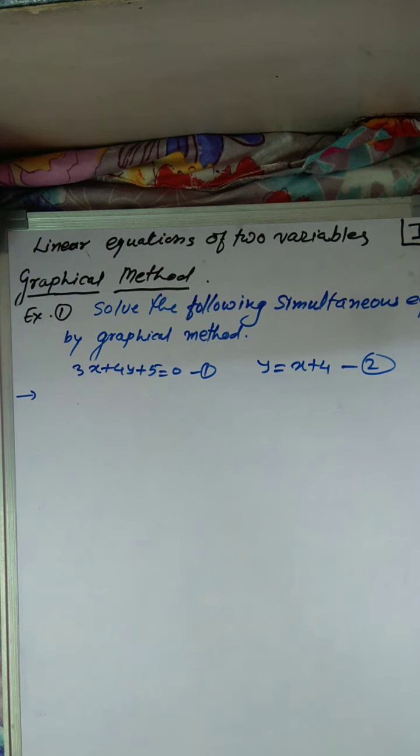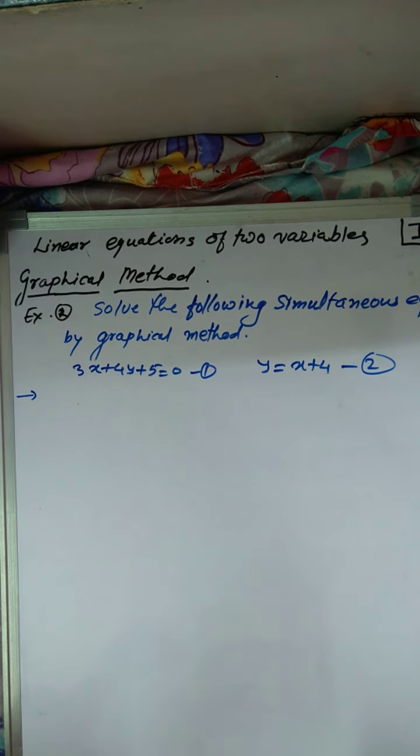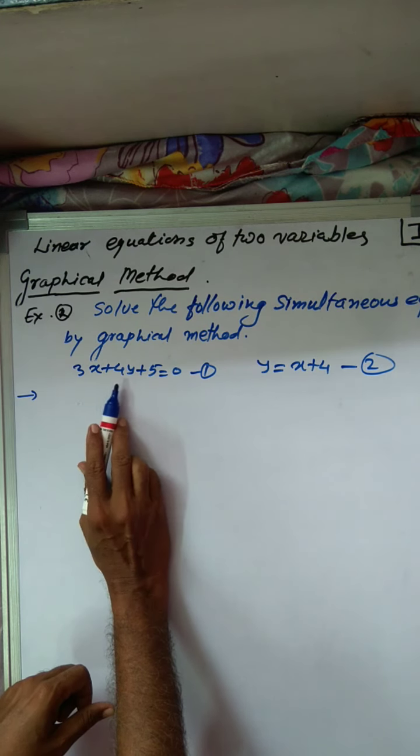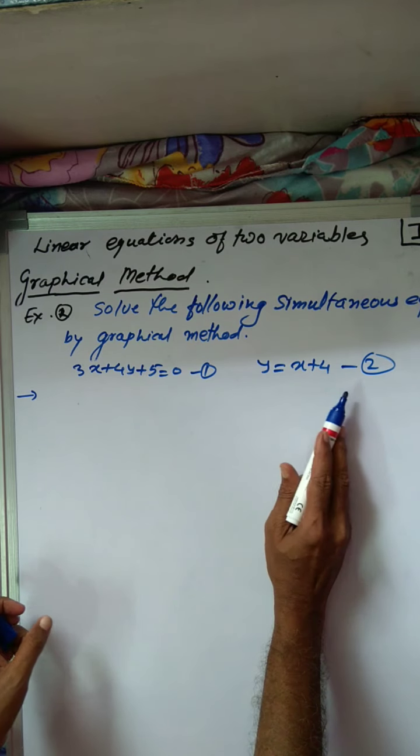Now, we get the second equation. Second example. Solve the following simultaneous equations by graphical method. The equations are given. First equation, 3x plus 4y plus 5 is equal to 0, and second equation, y is equal to x plus 4.